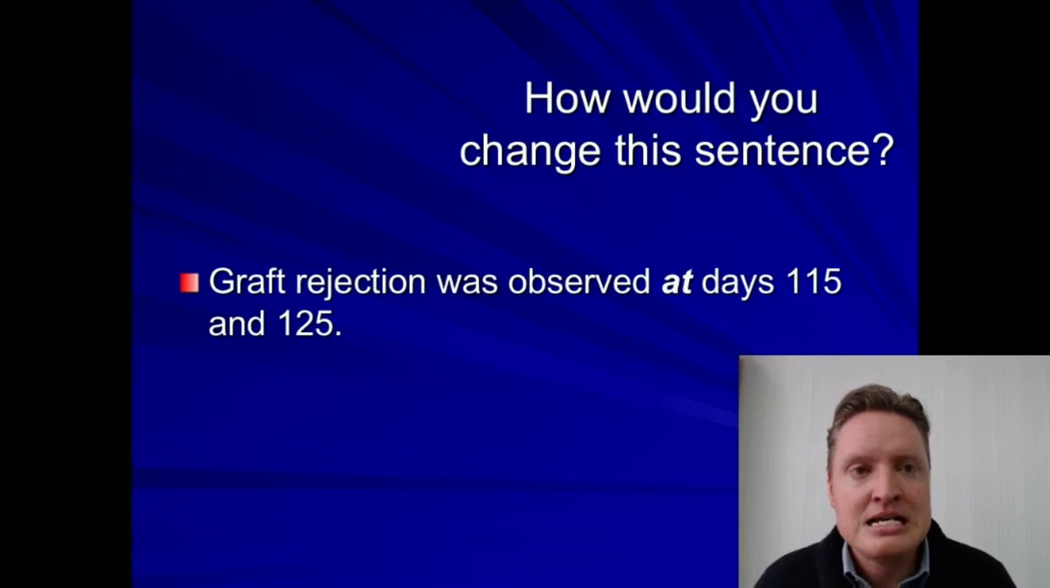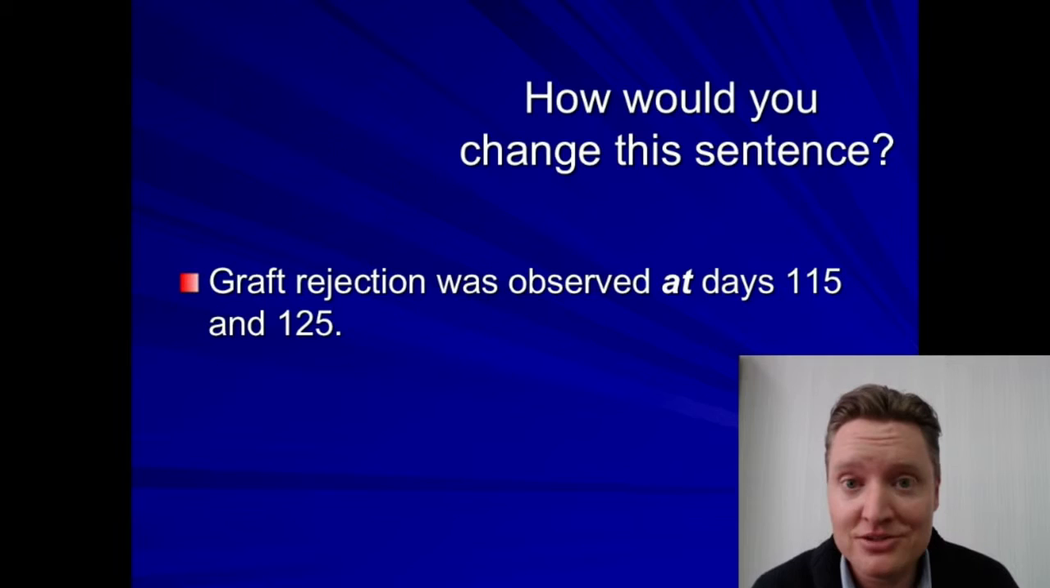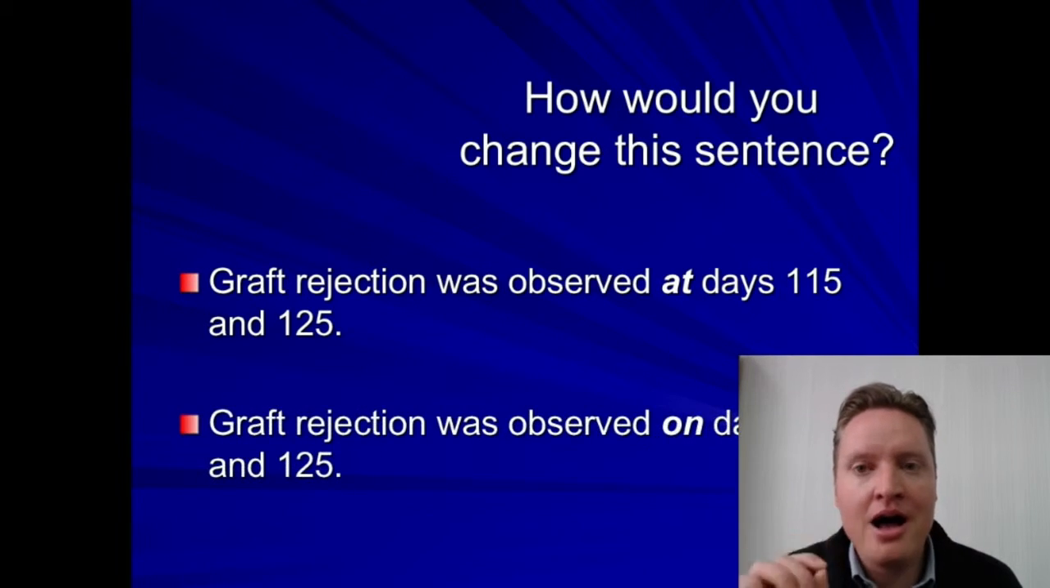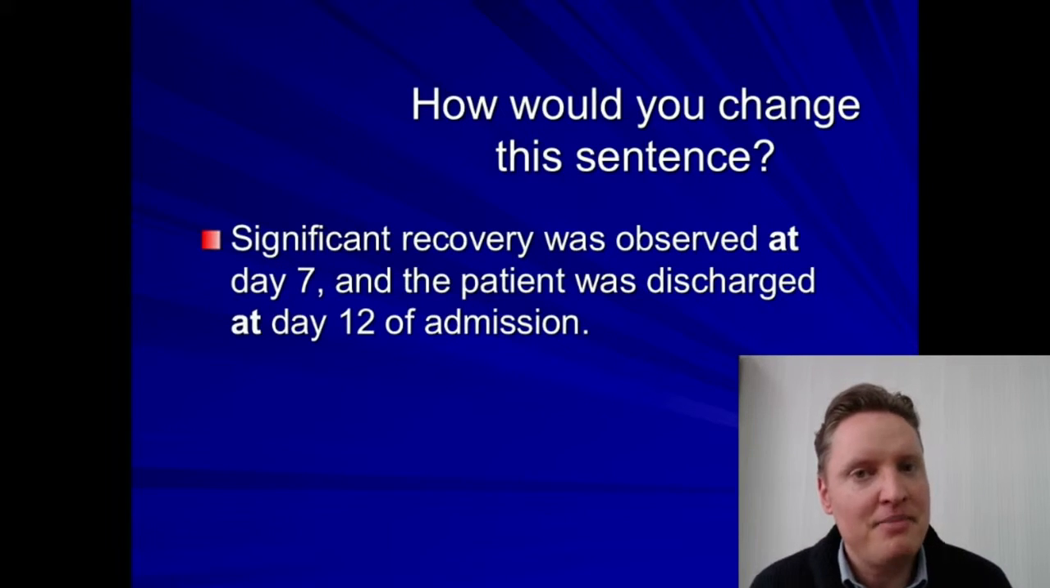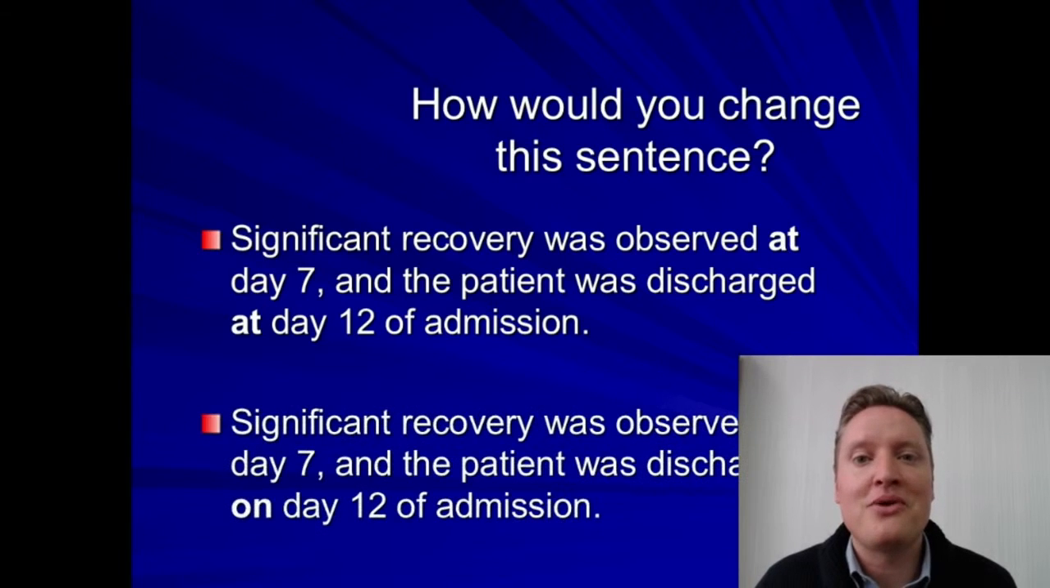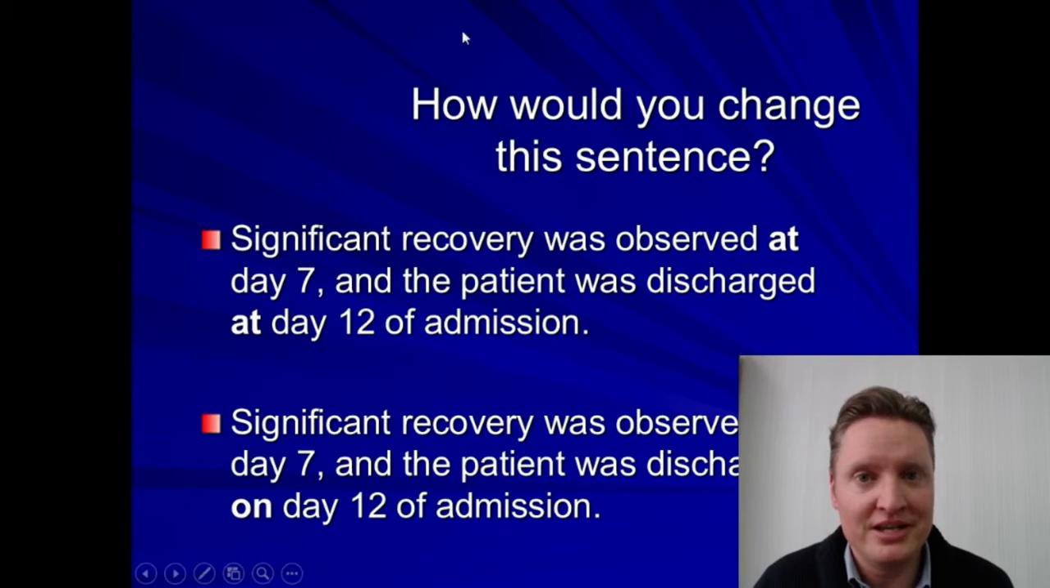Here's an error. Graft rejection was observed at days 115 and 125. Do we like this? Are we happy with at for days? No. On days 115 and 125. Significant recovery was observed at day 7, and the patient was discharged at day 12 of admission. Do we like this? We do not. We want to be on day 7, on day 12. We use on for days.